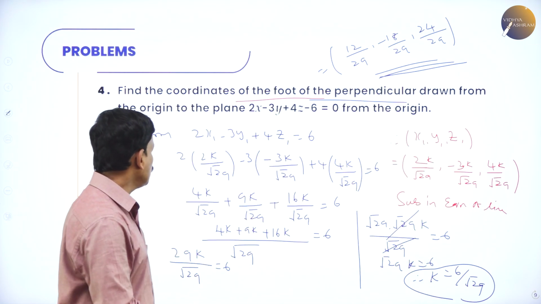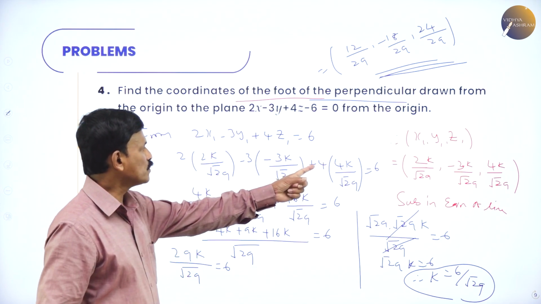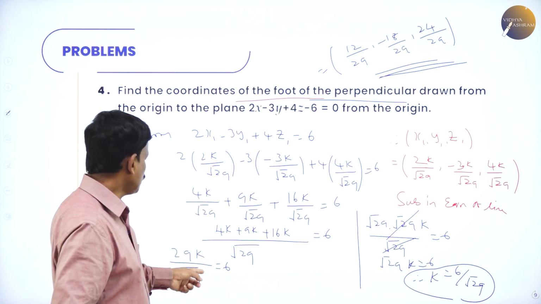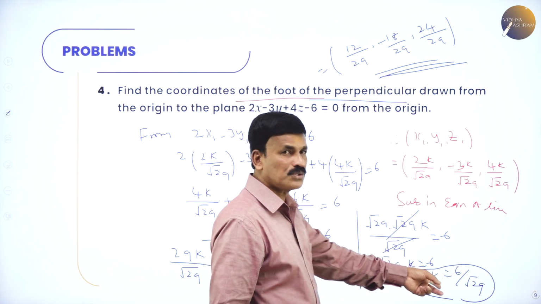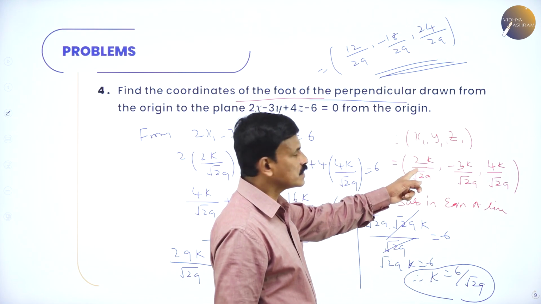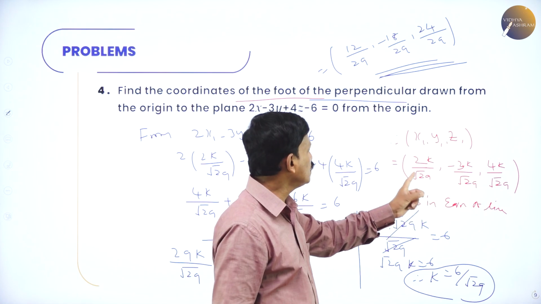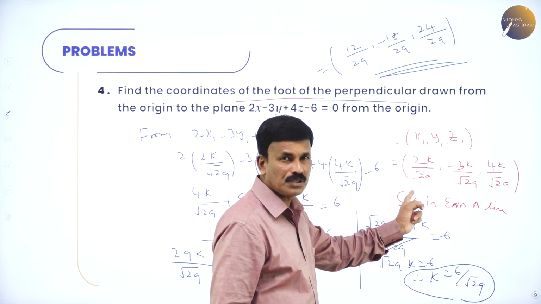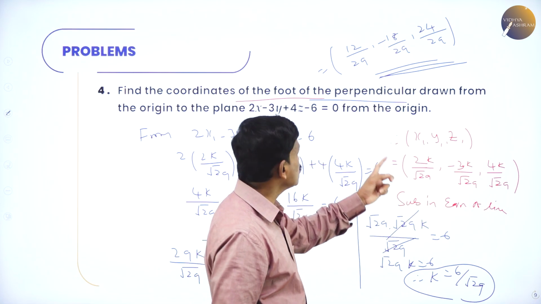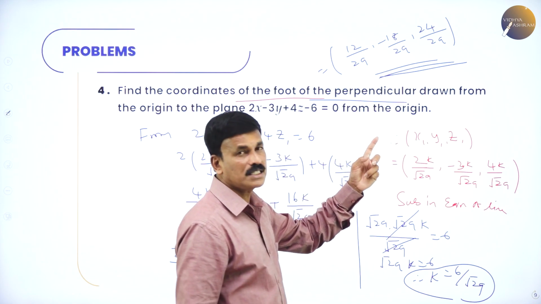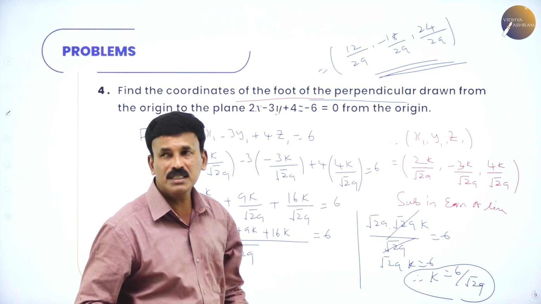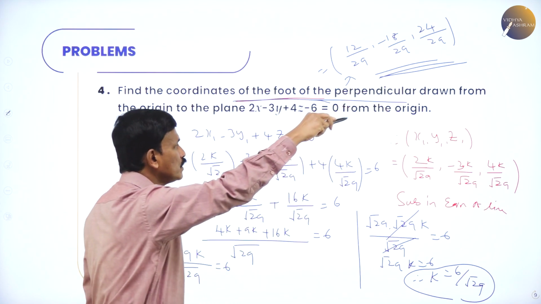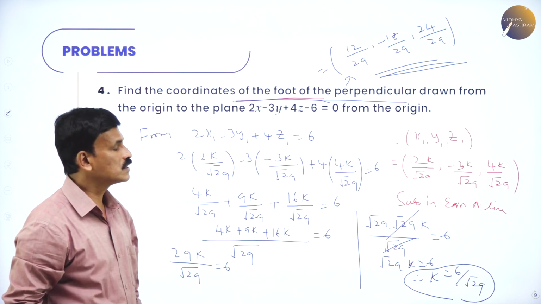Just find out the value of k. Substitute the value of x1, y1, z1 in the given equation. Simplify, you will get the value of k. k is equal to 6 by root 29. Substitute the value of k in the coordinates x1, y1, z1. So, root 29 into root 29 is root 29 whole square, the square root gets cancelled. So, you will get 12 by 29, minus 18 by 29 and 24 by 29. These are the coordinates of the foot of the perpendicular. The coordinates of the foot of the perpendicular drawn from the origin to the plane is the required answer.